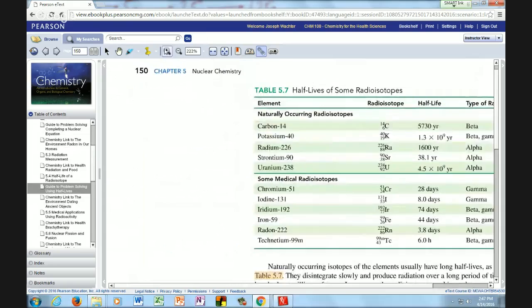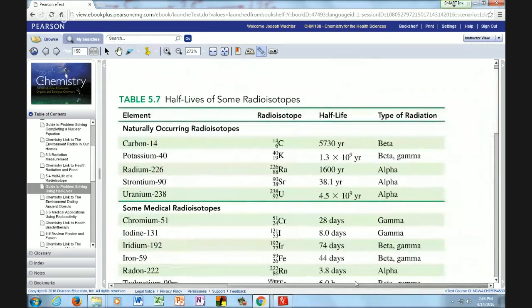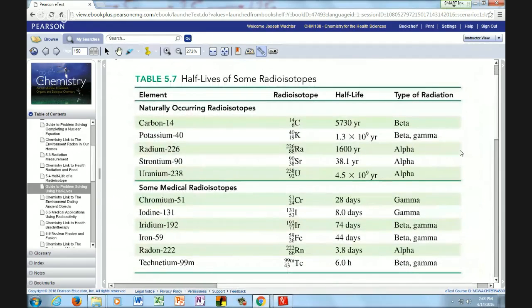Oh, by the way, let's take a look at this table real quick while we've got it here. Half-lives can be all over the place. So here are some different kinds of isotopes. They could be extremely long, like this uranium-238. It's radioactive, but its half-life is 4.5 times 10 to the 9th years. So 4.5 billion years. However much we have, we will divide it by 2 after 4.5 billion years. So that means that stuff is not breaking down very quickly.